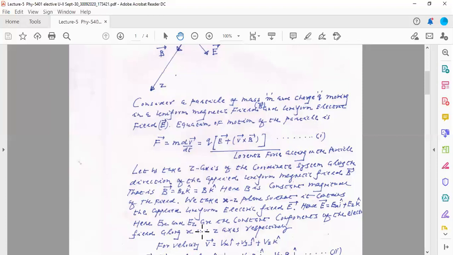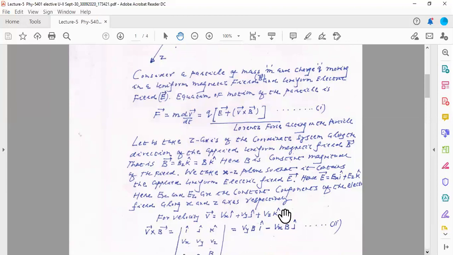So now I would like to explain the concept of drift velocity, as well as see the equation of motion of a charged particle in the combined field. Since the particle velocity in a Cartesian coordinate system can be written as Vx i plus Vy j plus Vz k, this is the Cartesian representation. And since we want V cross B in the Lorentz force, I calculated it here. Equation number one is the force acting on the particle that we have discussed.